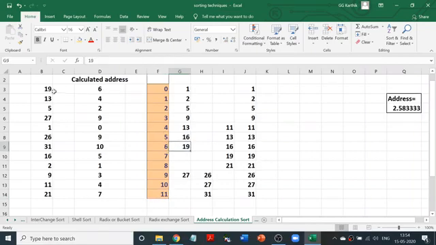Similarly, 13 has to go to address location 4. 5 has to go to address location 2. 27 will go to address location 9. 1 will go to address location 0. 26 will go to address location 9 again. Till 1 we didn't have an issue. We had empty spaces where we can store these numbers. 26 again has to be stored in address location 9.